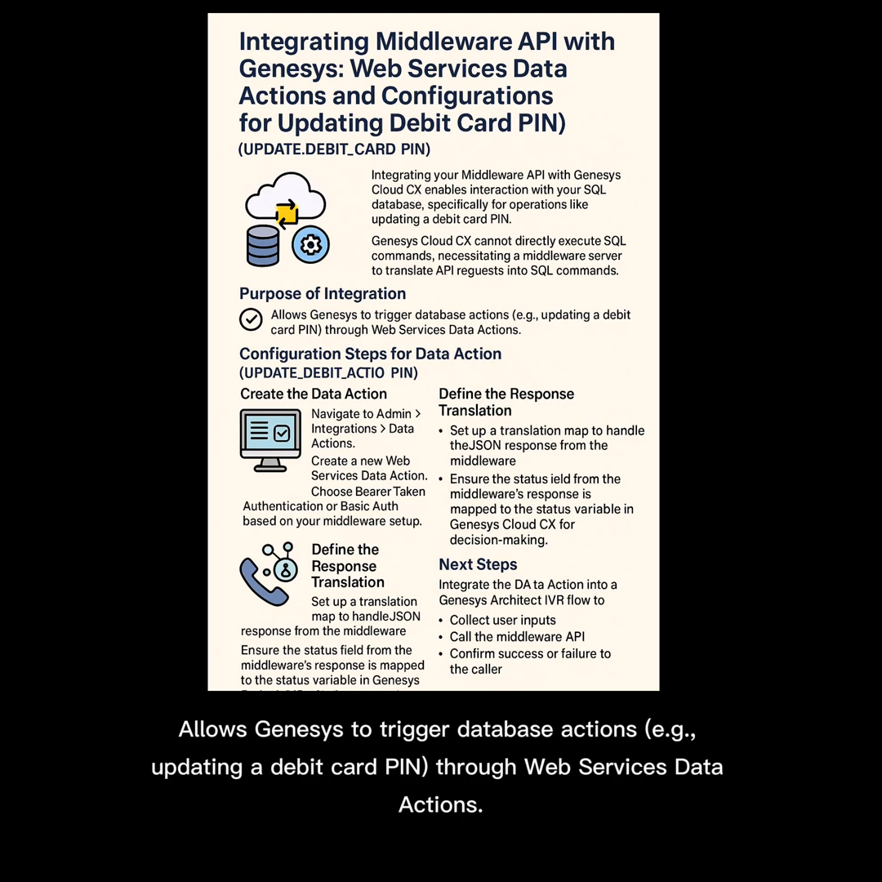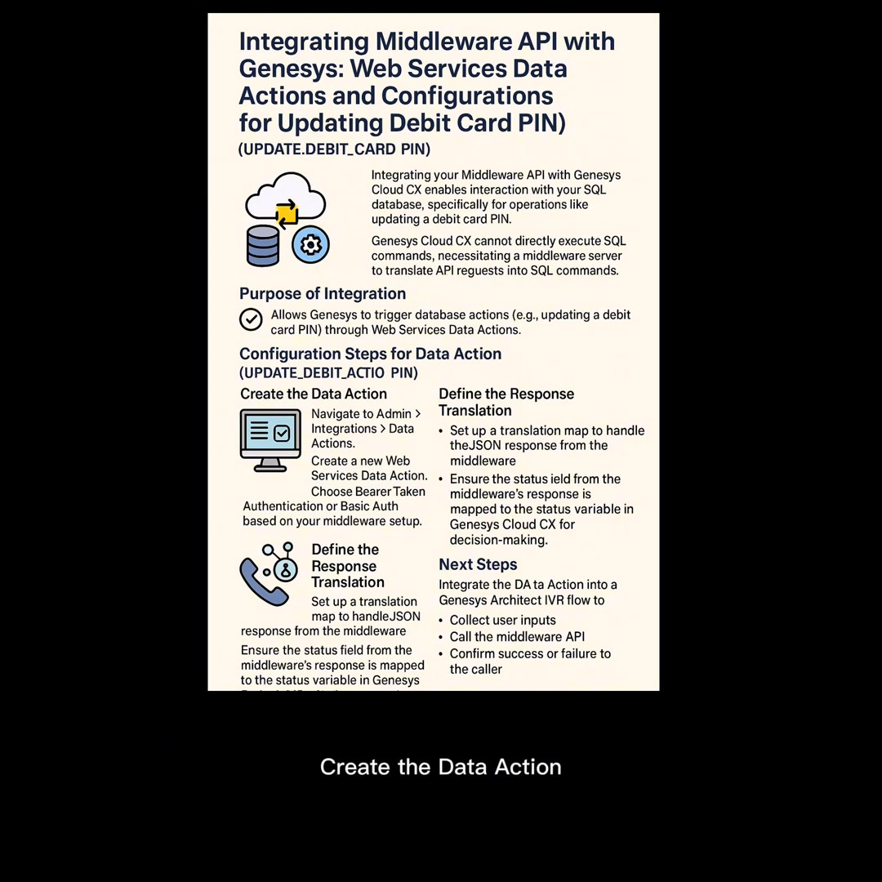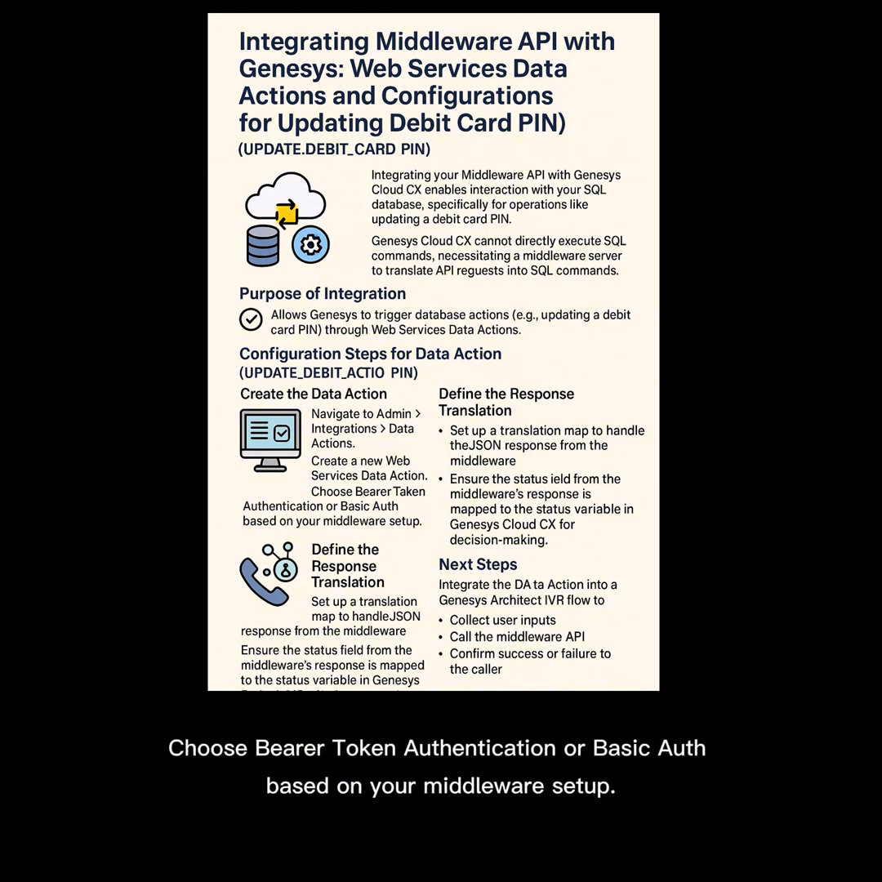Configuration steps for data action: update_debit_card_PIN. Create the data action. Navigate to Admin, then Integrations, then Data Actions. Create a new web services data action. Choose bearer token authentication or basic auth based on your middleware setup.